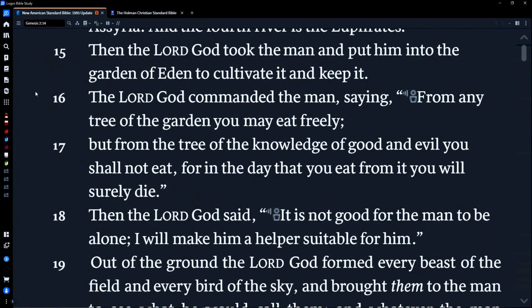So, Steve, if you could start at verse 15 and read down through verse 18. Then the Lord God took the man and put him into the Garden of Eden to cultivate it and keep it. The Lord God commanded the man, saying, From any tree of the garden you may eat freely, but from the tree of the knowledge of good and evil you shall not eat. For in the day that you eat from it, you will surely die. Then the Lord God said, It is not good for the man to be alone. I will make him a helper suitable for him.